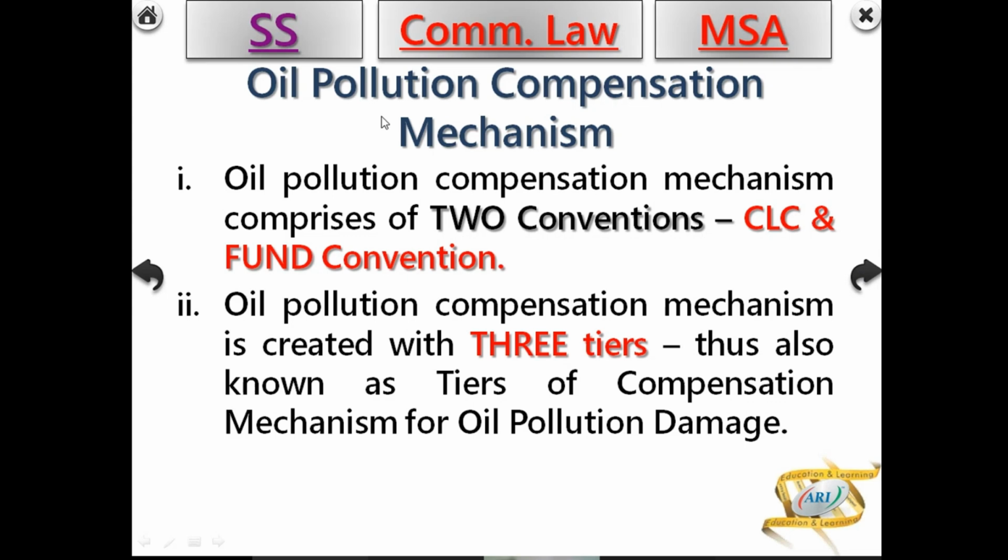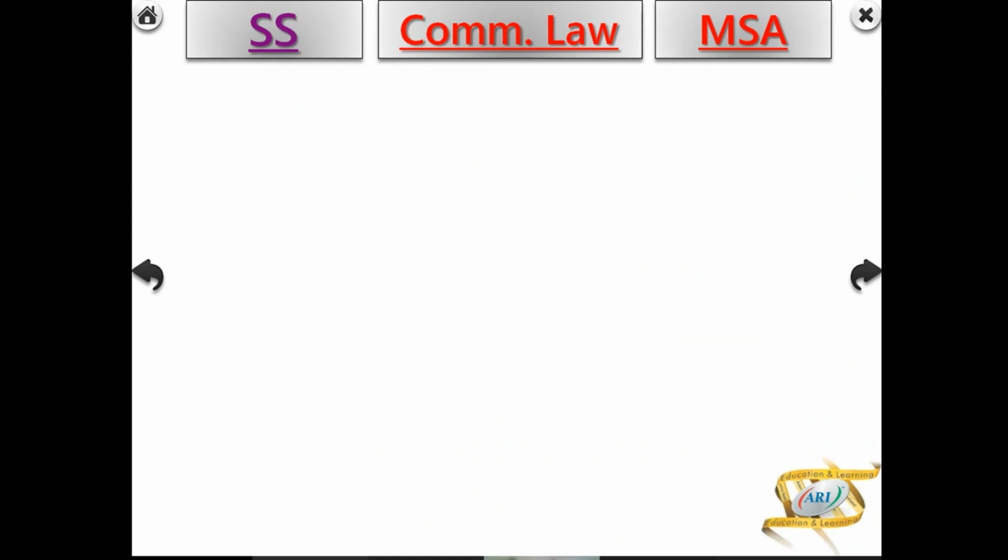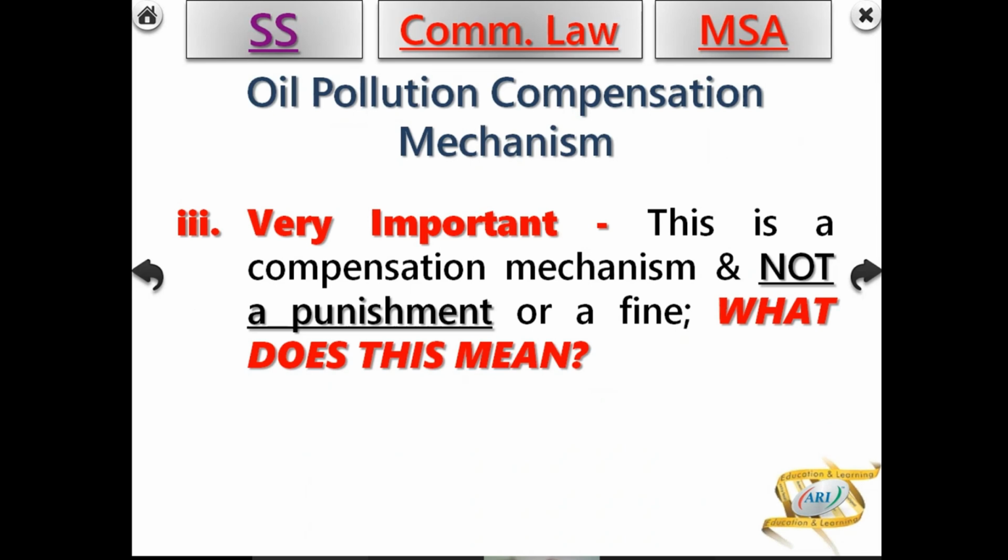Oil pollution compensation mechanism. That oil pollution has happened, people have suffered a damage. Damage in the sense of financial losses, business losses, economic losses. They have to be compensated for in money. And that is what these two conventions deal with. Now, what is the meaning that it is not a punishment or a fine, but a compensation mechanism? It means.